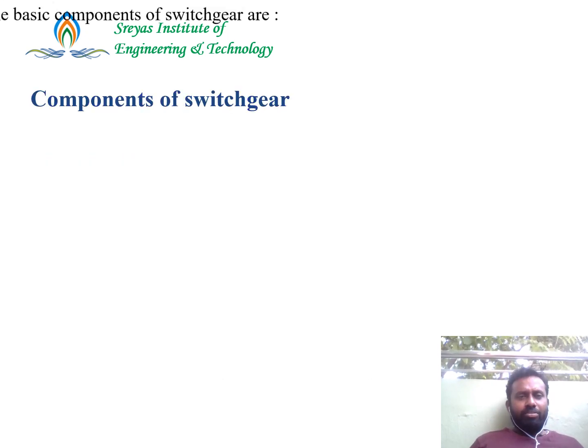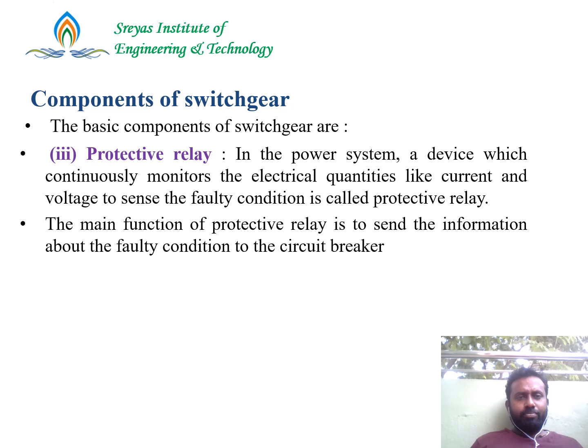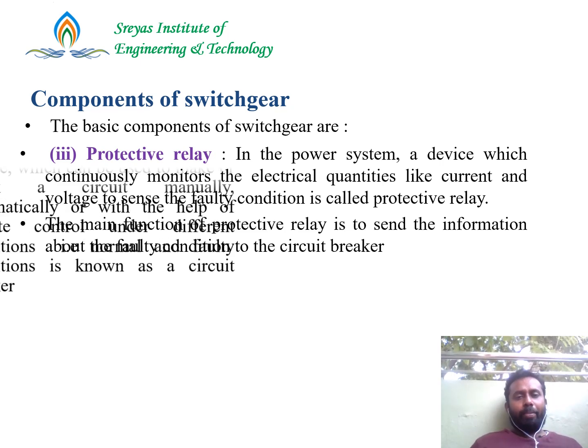What are the components of the switchgear? The next, third component is the protective relay. In the power system, a device which continuously monitors the electrical quantities like current and voltage to sense the faulty conditions is called a protective relay. The main function of the protective relay is to send the information about the faulty condition to the circuit breaker.